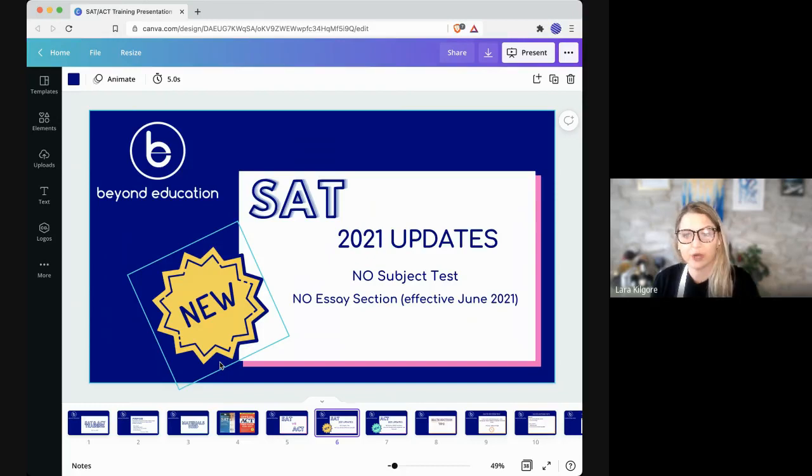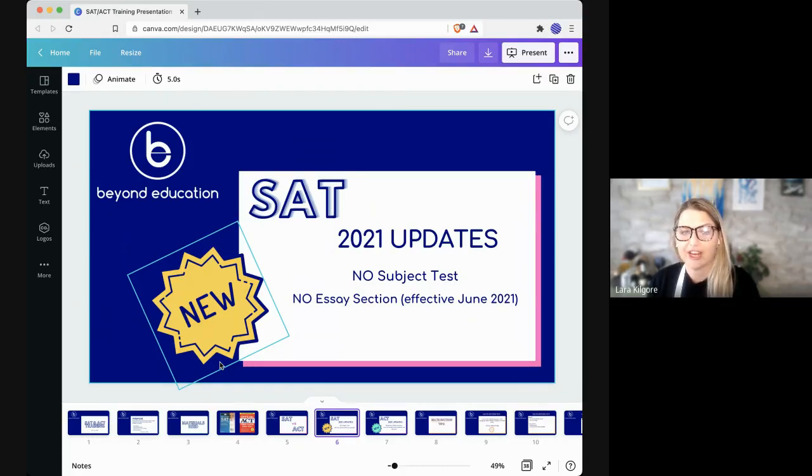As of 2021, College Board, which does the SAT, is no longer doing subject tests. For students applying to Ivy League schools or engineering-specific schools that would typically require a math test, this is a big deal, because they no longer need them.